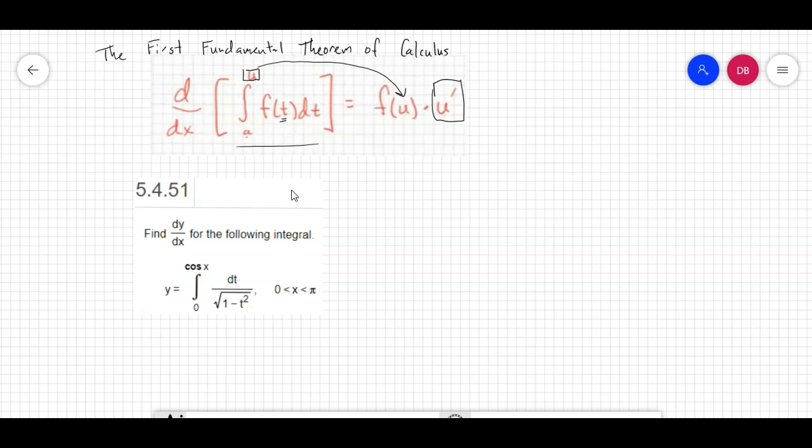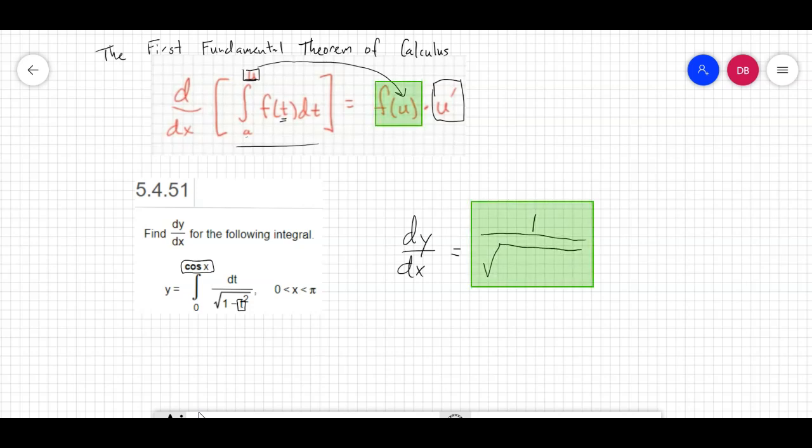So in this problem, if we're taking the derivative, notice this is the derivative notation, d/dx of y. That means we're taking the derivative of this, which is the notation I have up here. If we're taking that derivative, I'm going to replace the variable t in this expression with whatever u is up here, and u is cosine x. So I'm going to say that this is 1 divided by the square root of 1 minus cosine squared, times the derivative of cosine. The derivative of cosine is negative sine.